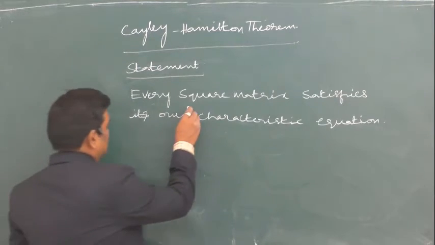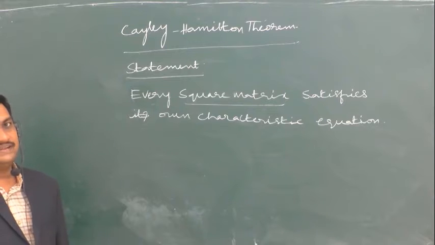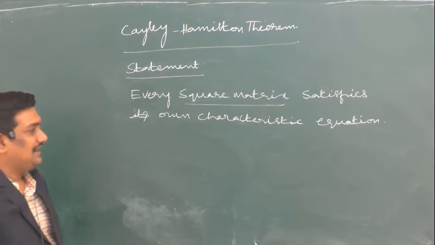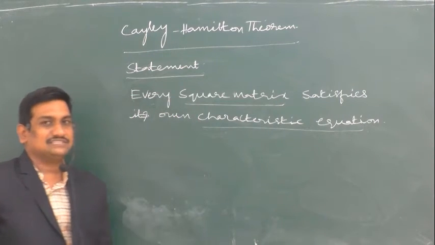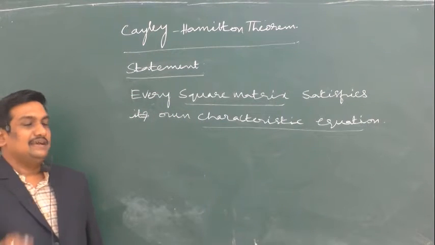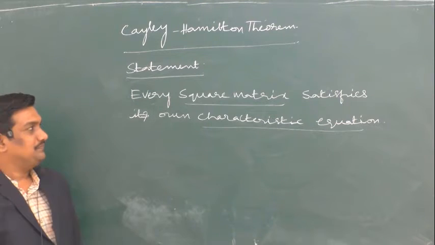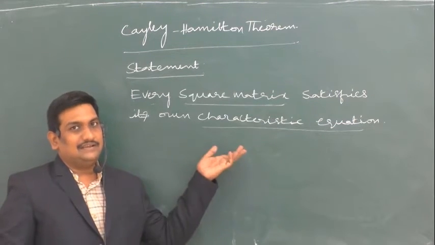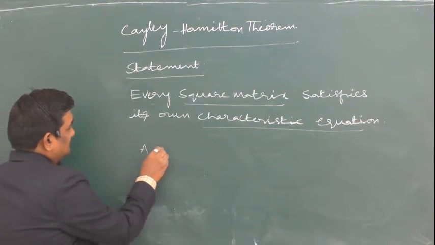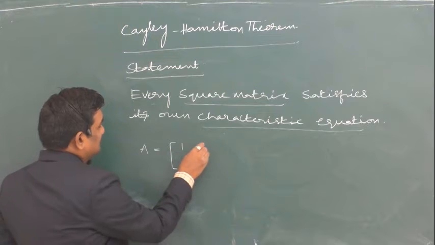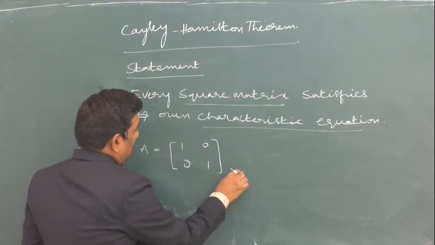We know the meaning of square matrix: the number of rows is equal to the number of columns, and we already discussed the characteristic equation, which is given by determinant of A minus lambda I equals 0. Let us see what this statement explains. Suppose A is the matrix 1 0 0 1. This is a square matrix of order 2 by 2.